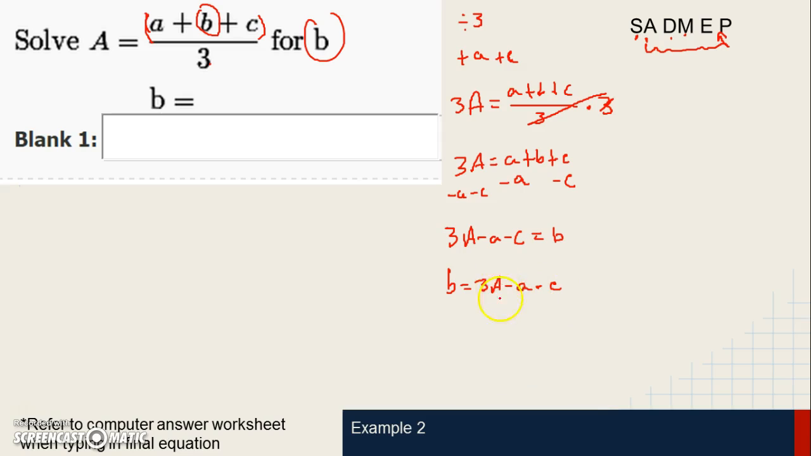The capital letter is first with the coefficient. When I type it in up here, it looks like this. 3A minus A minus C. We'll move on to our next example.